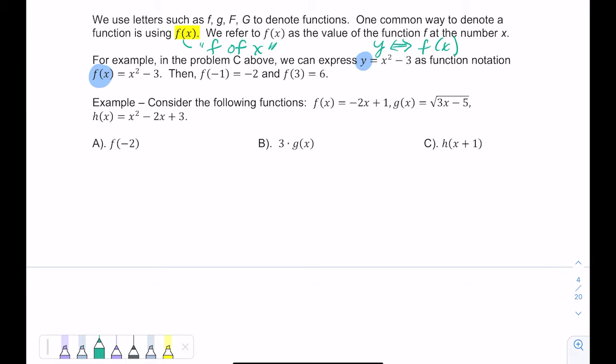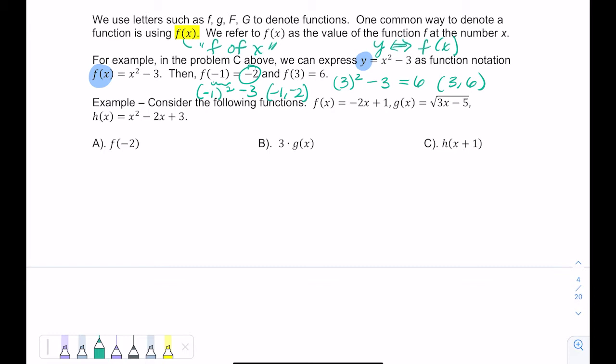So if I was to plug in -1 for x, I would have in my equation (-1) squared minus 3. So (-1) squared is 1, and 1 minus 3 gives us -2. So that's telling you when x was -1, y is -2. You could do the same thing with f of 3 equals 6. Plugging into that equation, x squared minus 3, you would replace the x with 3, and you would do 3 squared minus 3. And 9 minus 3 is 6. So when x is 3, y is 6.